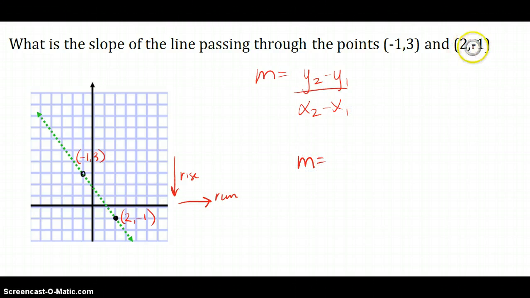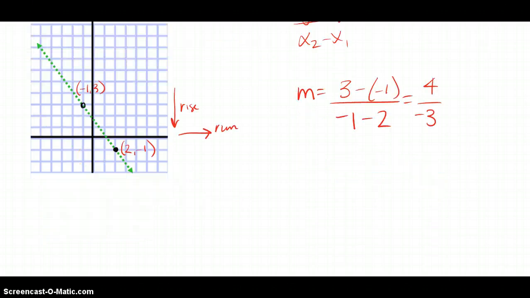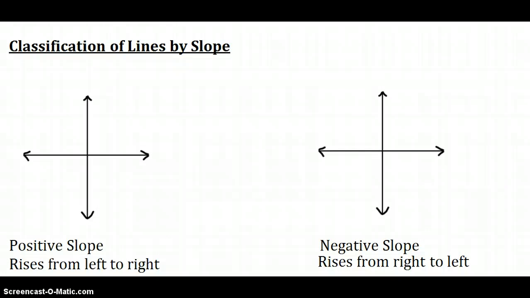Really, it doesn't matter which you make 2 and which you make 1 as long as you go in the same direction. So I could start over here if I wanted. Even though it says y2 minus y1, I could start over here. I could do 3 minus a -1. As long as I go the same direction on the x's, I can do -1 minus 2. And that means my slope is -4/3. Alright, so those are simple review problems.